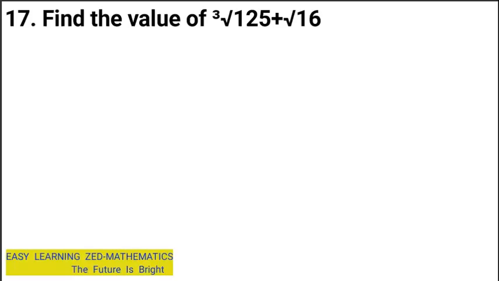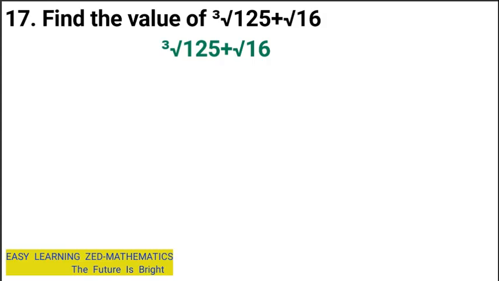Question 17 was: find the value of the cube root of 125 plus the square root of 16. So I'm going to rewrite this question down here. Once I've done that, the next thing I'm going to do is find the cube root of 125. In case you don't know what a cube root is, it is a number you can multiply thrice in order to get a certain number. So in this case, we want to find a number that we can multiply 3 times by itself to get 125.